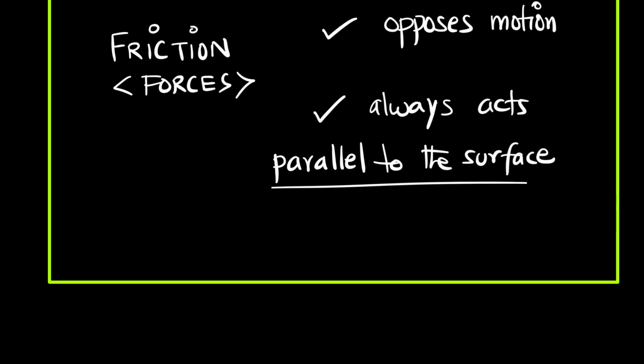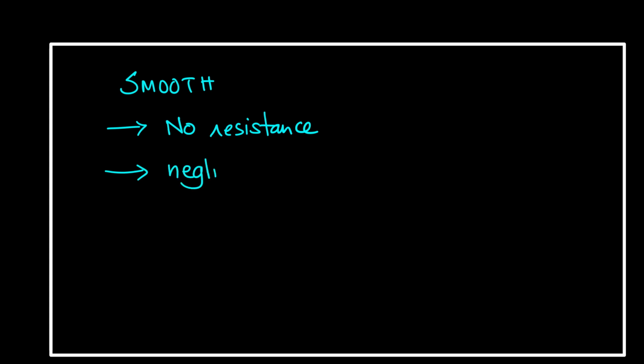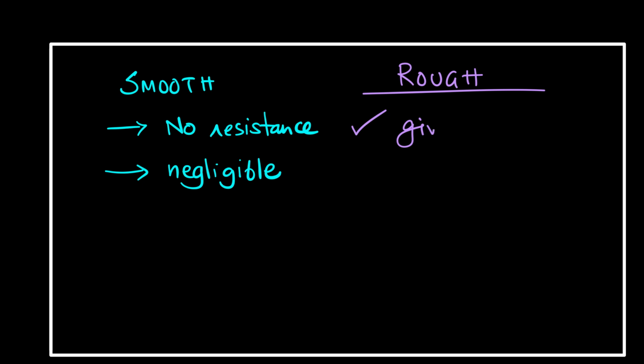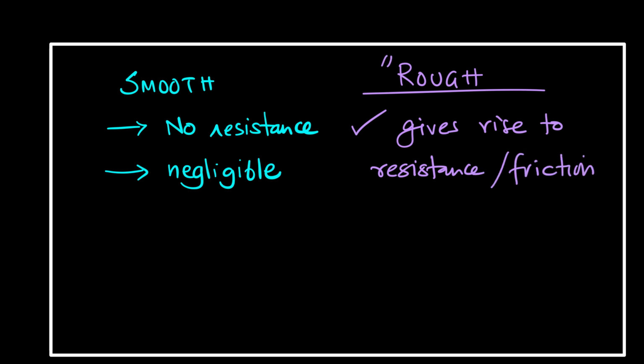Now let's talk about the idea of a smooth versus a rough surface. A smooth surface offers no resistance, or practically the resistance is negligible, so we don't even consider it. On the other hand, what is a rough surface? A surface which gives rise to resistance, which gives rise to friction. Such a surface is known as a rough surface.